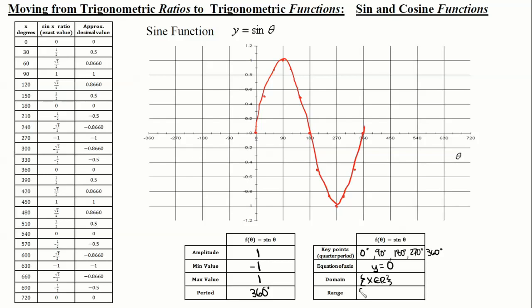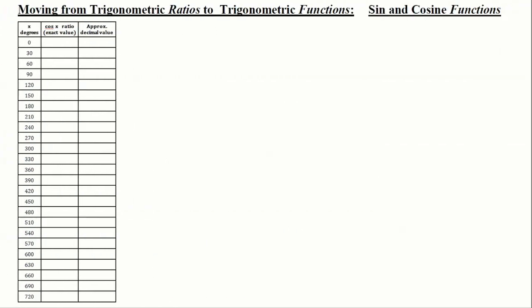My range is going to be y as an element of the set of real numbers, such that, and then again we use our maximum and our minimum points. So y has to be greater than or equal to negative 1, and less than or equal to positive 1. Alright, so next we're going to be graphing the cosine ratio.